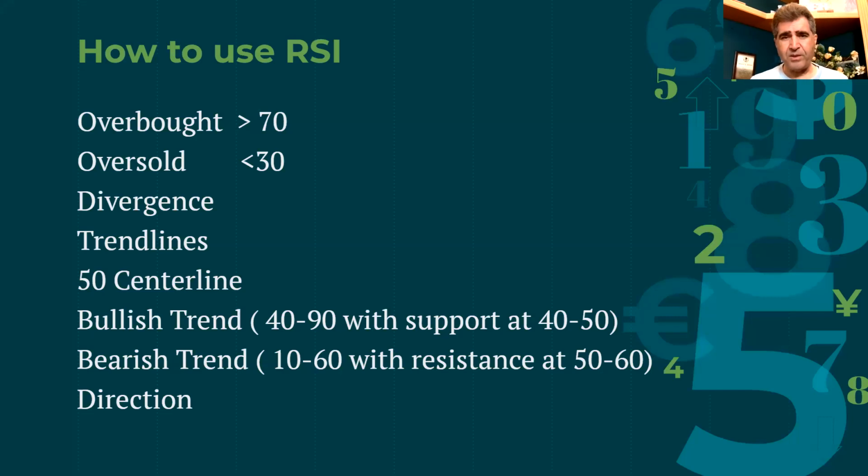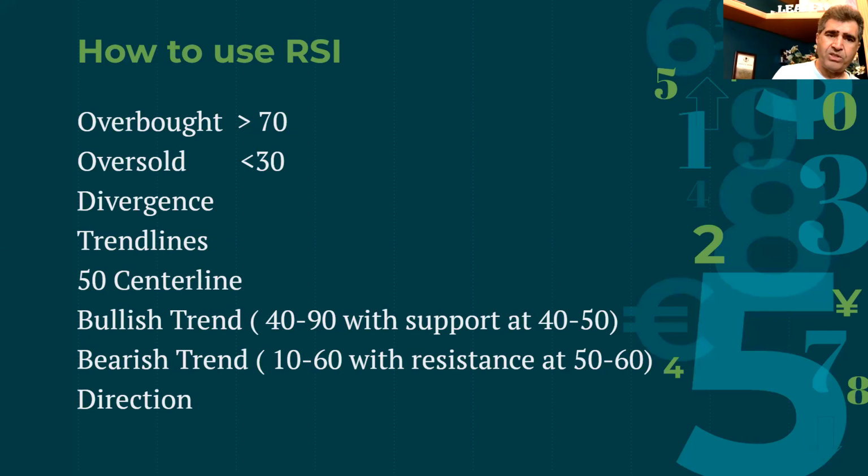On the other hand, if you have a bearish trend, for stocks or whatever investment vehicle you're using, usually they range between 10 and 60, with resistance really around 50 to 60. So if they're down, bounce back, go to 50 or 60 and then get rejected, that means the downtrend is going to continue.